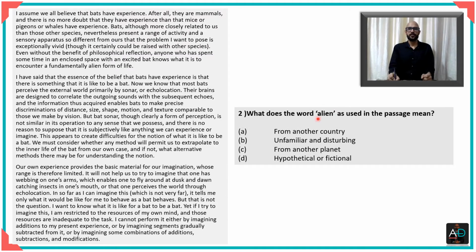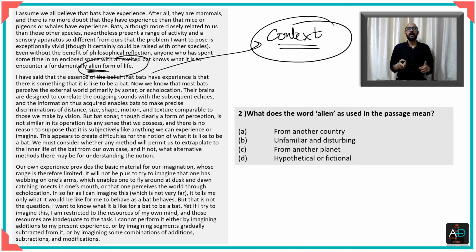So this is a straightforward question. You see the word alien here and you find the word alien here, right? So now you have to see the contextual meaning, right? So alien generally means that it has come from another country or another planet or whatever. But when you look at alien in terms of the context, you have to see the contextual meaning and not necessarily only the objective dictionary meaning. Okay, so what does the word alien as used in the passage mean?